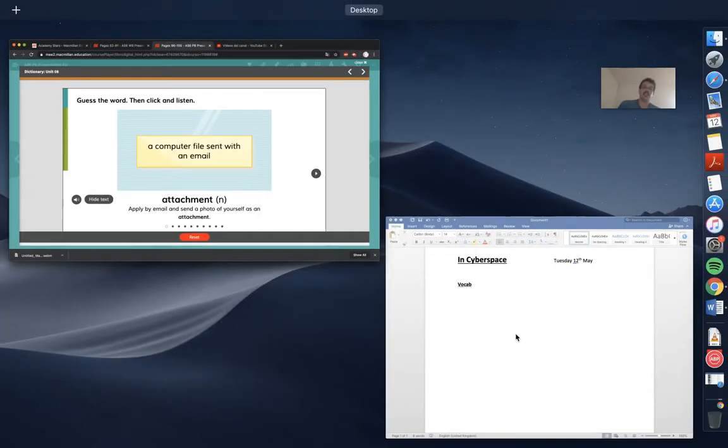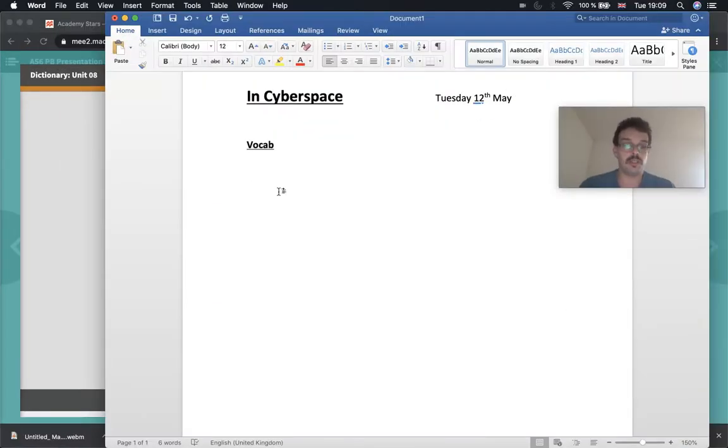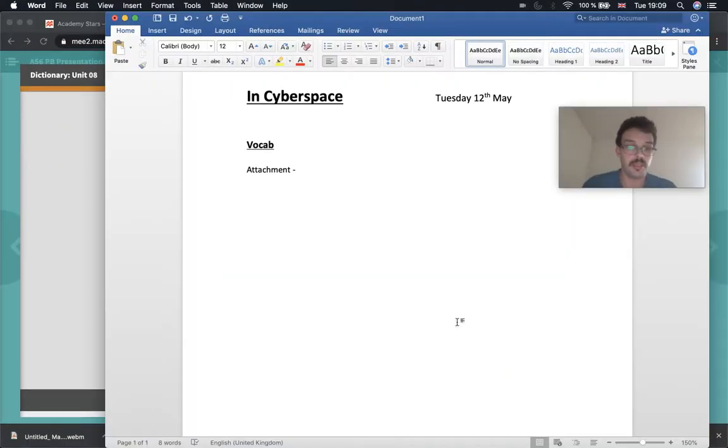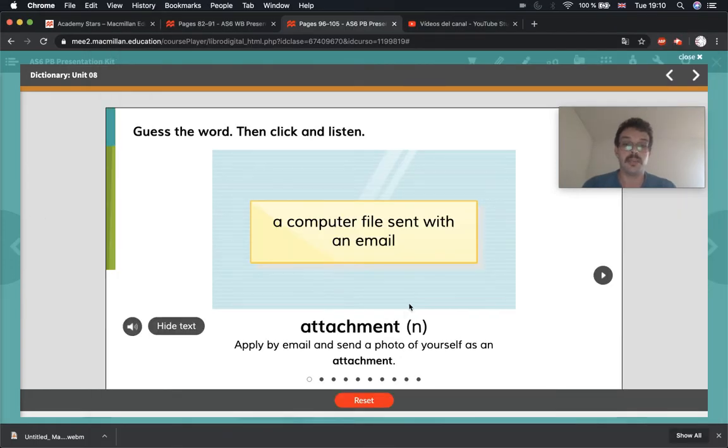So we're going to go in our notebook and write attachment. And we'll write the definition: a computer file sent with email. Good. Copy this in your notebook, attachment. I'll put this in bold here. Good. Attachment. Let's have a look at the next word.